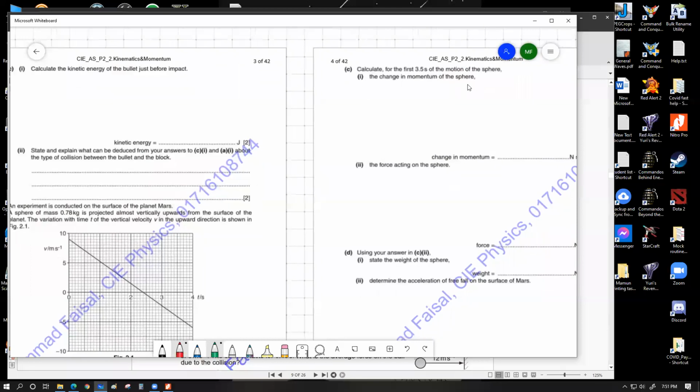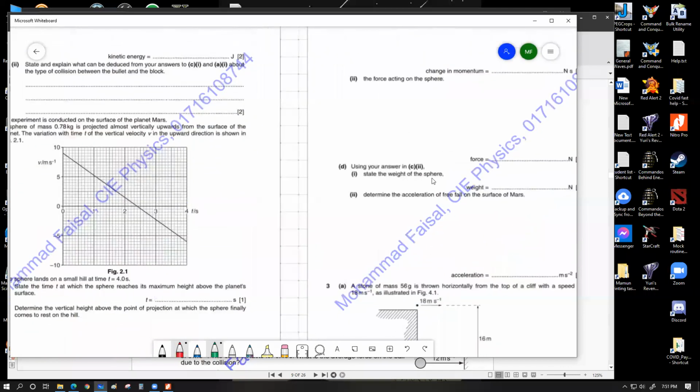Calculate, for the first 3.5 seconds of the motion of the sphere, the change of momentum of the sphere, and the force acting on the sphere. Using your answer in C3, state the weight of the sphere, and determine the acceleration of free fall on the surface of Mars. There are a couple of key questions here which we need to consider.